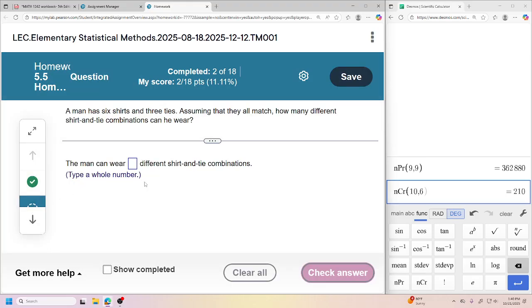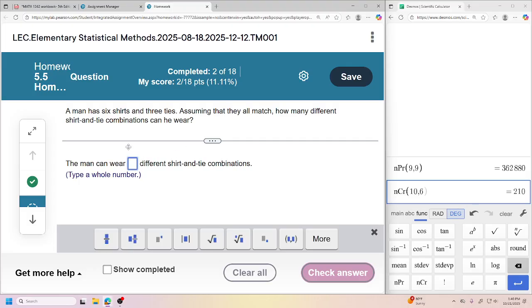Okay, let's see what else we've got. Oh, these are easy. These are the multiply ones. A man has 6 shirts and 3 ties. How many different ways can you do it? So the word and, you see the word and? And means to what? You remember? Multiply. Yep. So 6 times 3. What is 6 times 3?